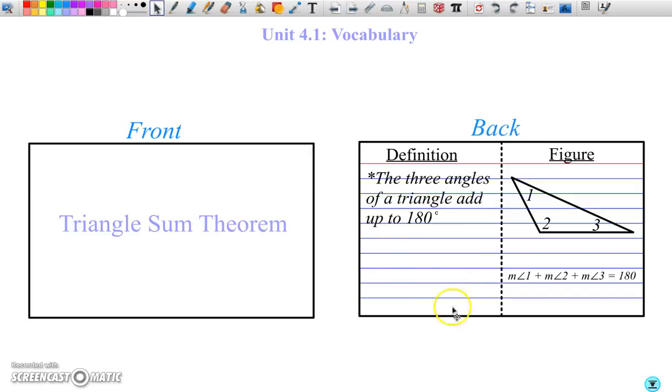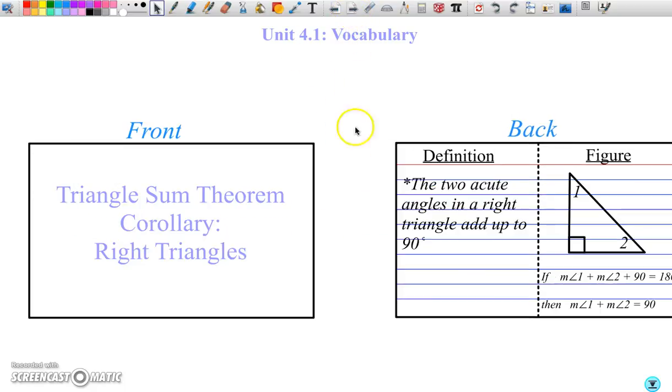Now we move into the triangle sum theorem. All this is saying is if you have three angles in a triangle, they're going to add up to 180 degrees every time. The measure of angle 1 plus the measure of angle 2 plus the measure of angle 3 is 180 every time. Remember, this is the angles, not the sides, because side lengths vary.